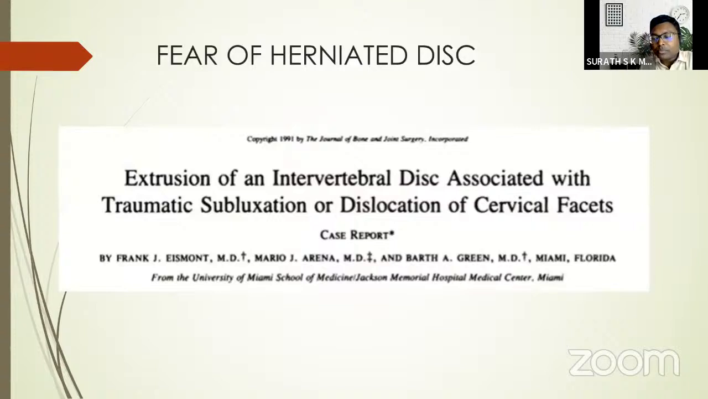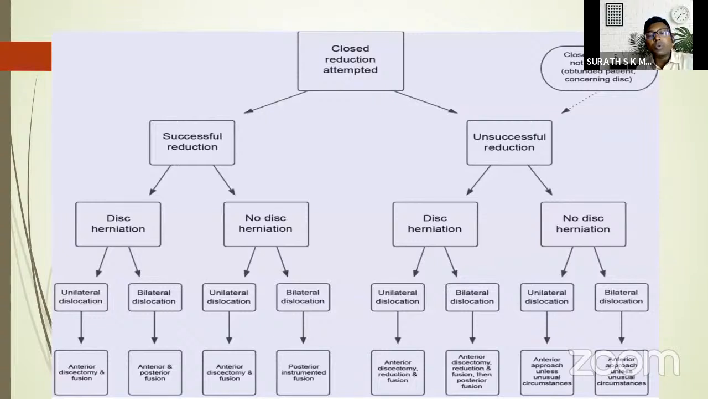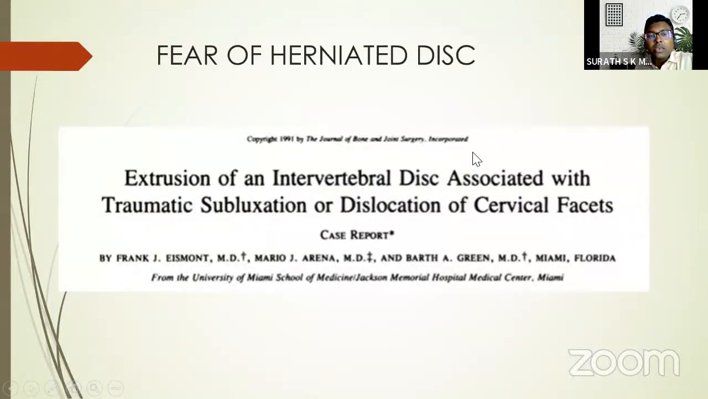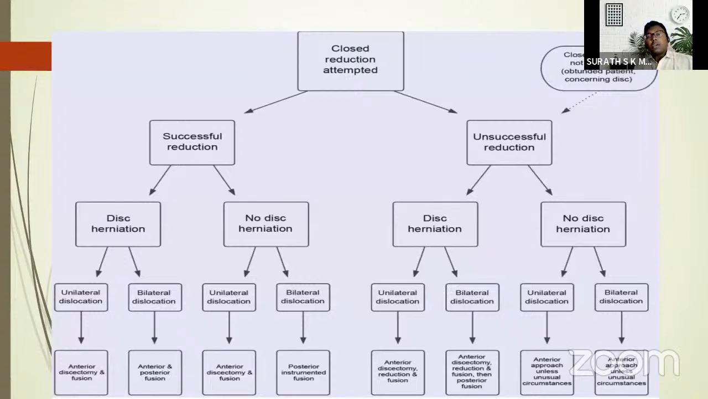But on some occasions we have done the closed reduction as well. So what is this controversy about closed reduction? That is because of the fear of a herniated disc following these studies. But now we know that there is no such increased risk of extrusion of the disc, and even if there is an extruded disc, the neurological deterioration is not big enough for us not to consider the closed reduction.